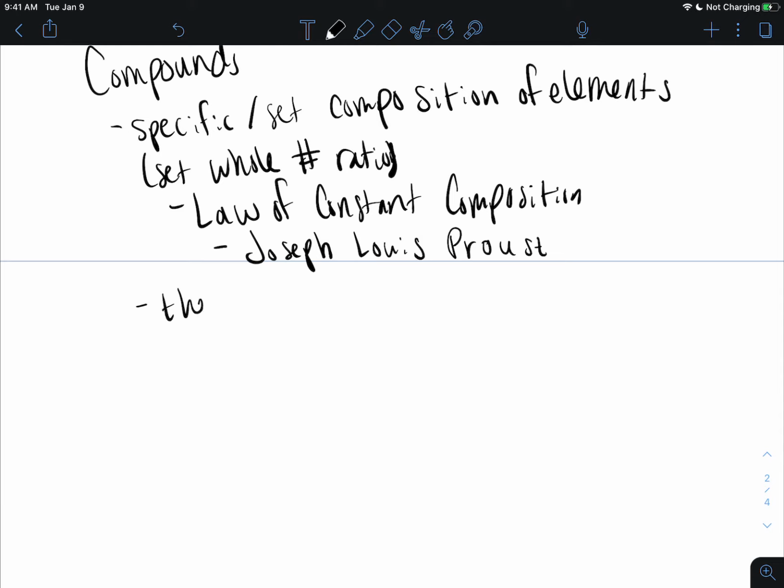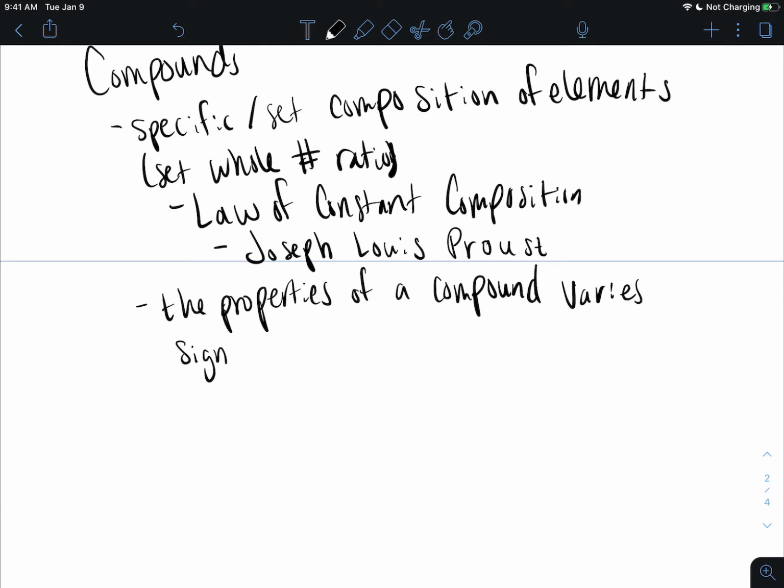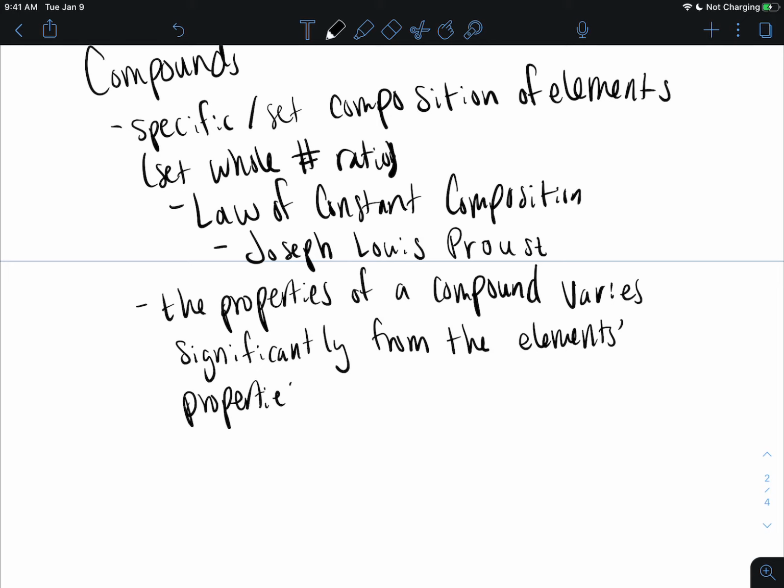So the properties of a compound vary significantly from the properties of the elements that make it up.